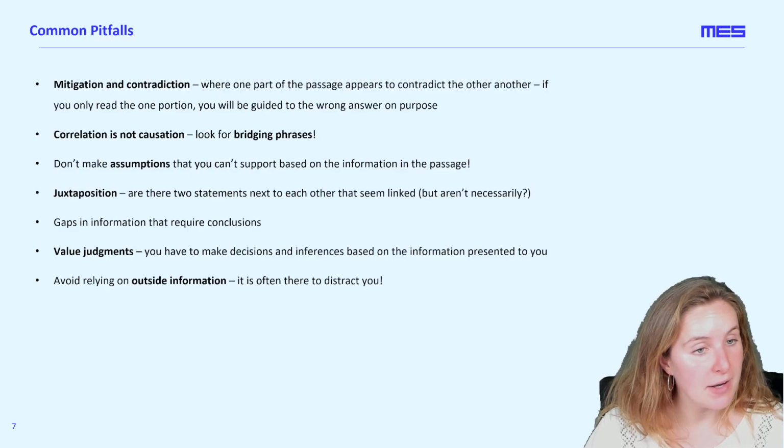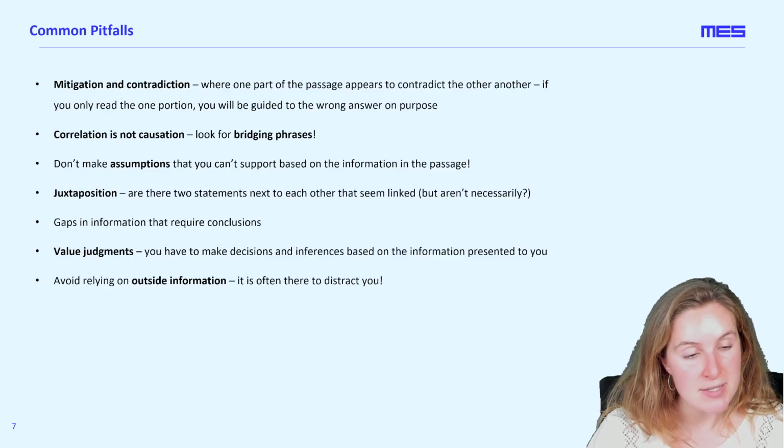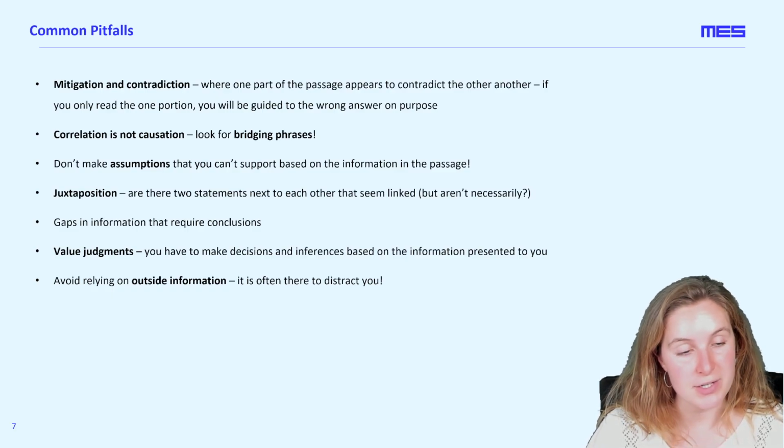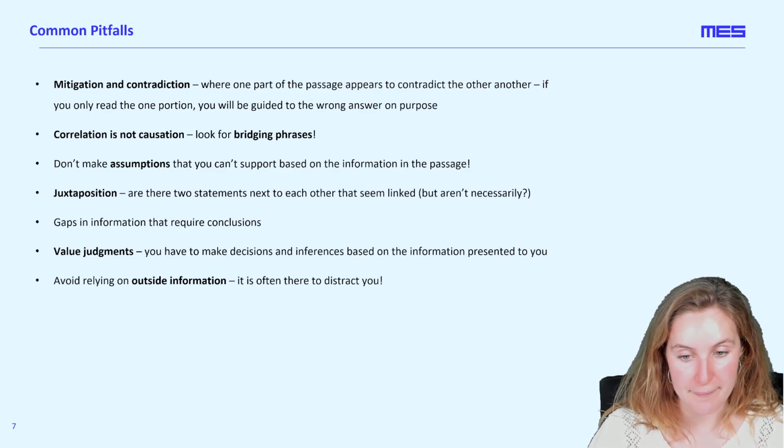Juxtaposition is another idea very linked to mitigation and contradiction, or correlation is not causation, in which pieces of information are stood next to each other, however they are in contrast or in tension in some way, and though it's our logical conclusion to assume that those ideas are linked, they are not necessarily, so be mindful of that.